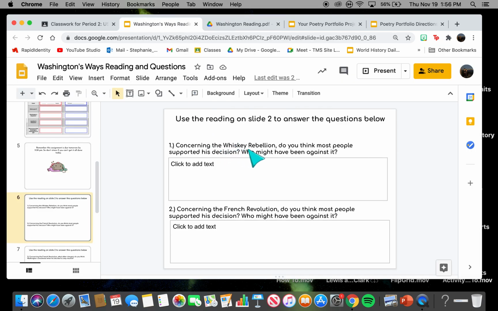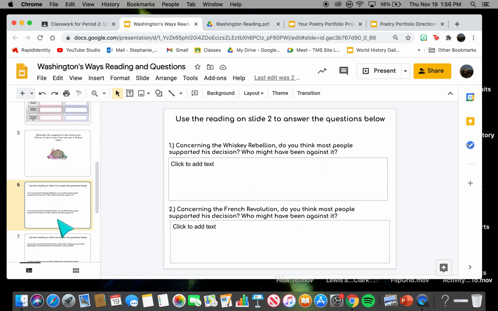So, concerning the Whiskey Rebellion, do you think most people supported his decision? Who might have been against it? Do you think most people agreed with what Washington did? Concerning the French Revolution, do you think most people supported his decision? Who might have been against it? When they say his decision, they're talking about George Washington, just FYI for these.